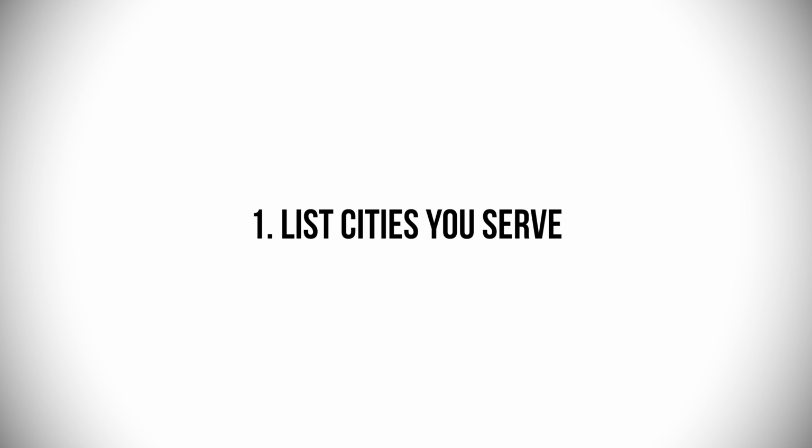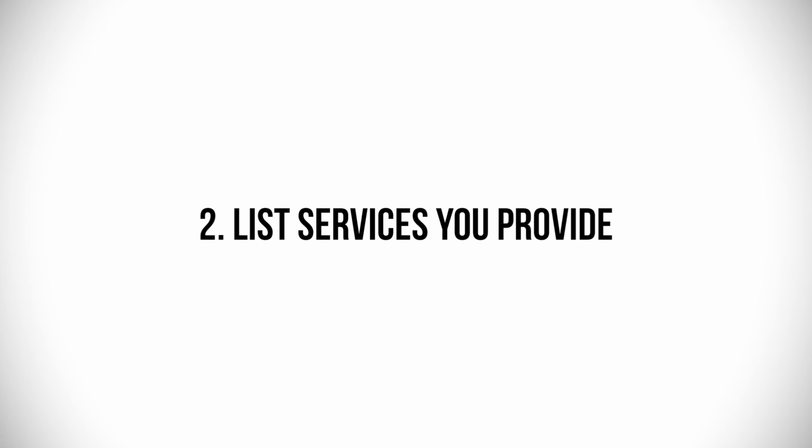So now that you know where the description is inside of your GBP, let's talk about how to optimize it the right way using a very simple formula. And the formula is simply this. Number one, in your description, you need to start by listing the actual cities that you service. And number two, after you've listed those cities, you need to list the actual services that you provide. So let's take a look at a good example of an optimized description.